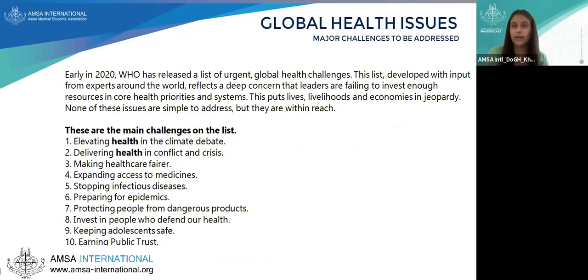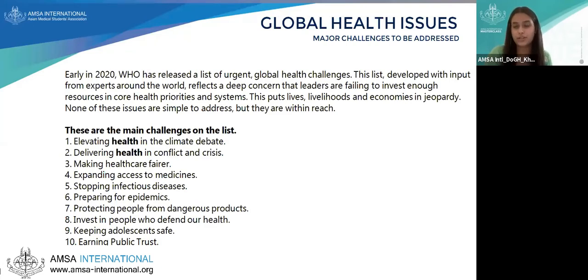Moving ahead to the global health issues, what are the major challenges that need to be addressed? Early in 2020, WHO released a list of urgent global health challenges with inputs from experts around the world, reflecting deep concern that leaders have been failing to invest resources in core health priorities and systems. This puts lives, livelihoods, and economies in jeopardy. None of these issues are simple to address, but they're within reach.